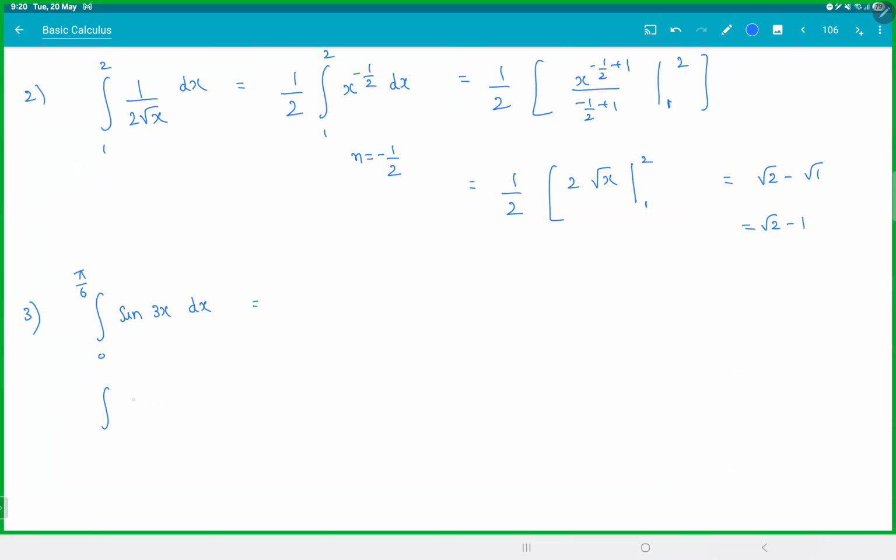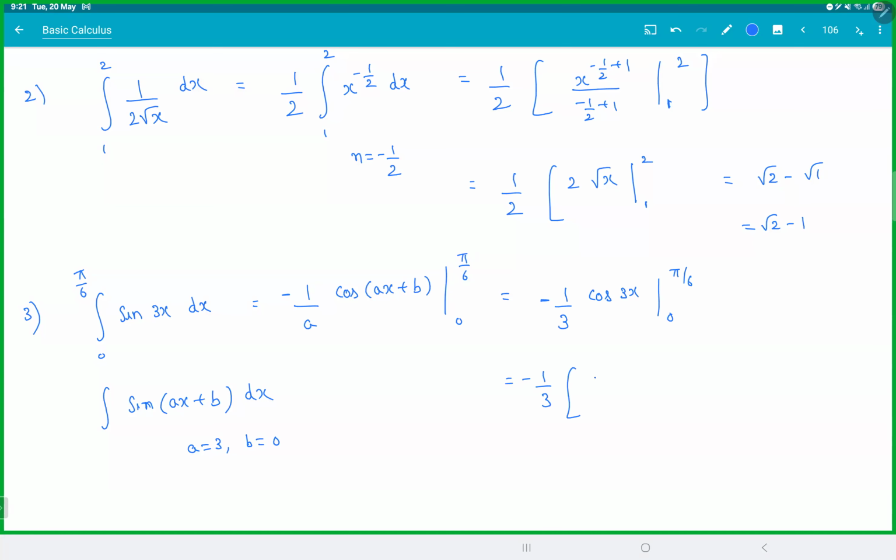This guy is looking like integral sin(ax + b). So in place of a we have 3 and in place of b we have 0. The formula is minus 1 by a cos(ax + b). So in place of a, substitute 1 by 3. This would be cos 3x. Limits will go from 0 to pi by 6.